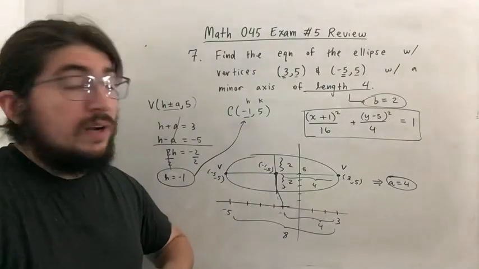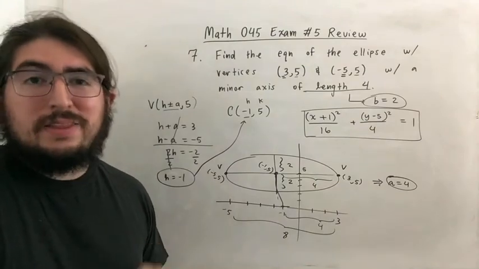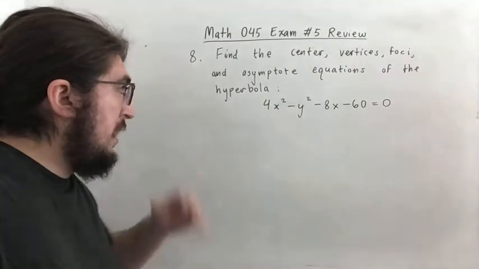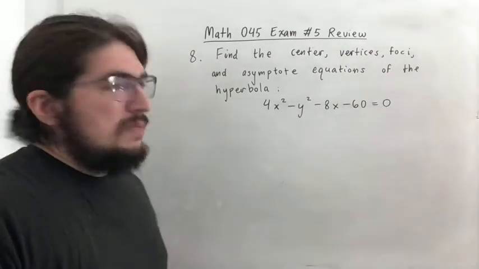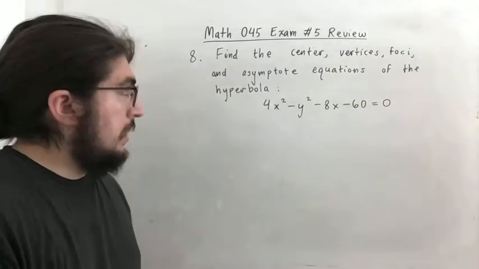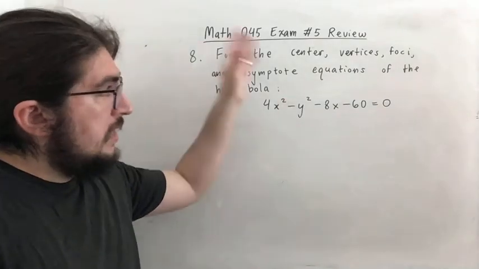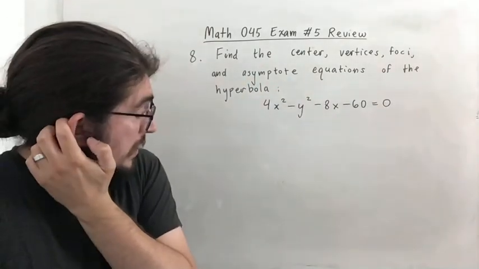So with that said, let's move on to number 8. Finally, and then the review will be done. Okay, so finally we're at number 8, the last problem for the review. And this is probably the longest one, I think, because we need to find a few things here for the hyperbola. Based on this equation, we need to find the center, vertices, foci, and asymptote equations.